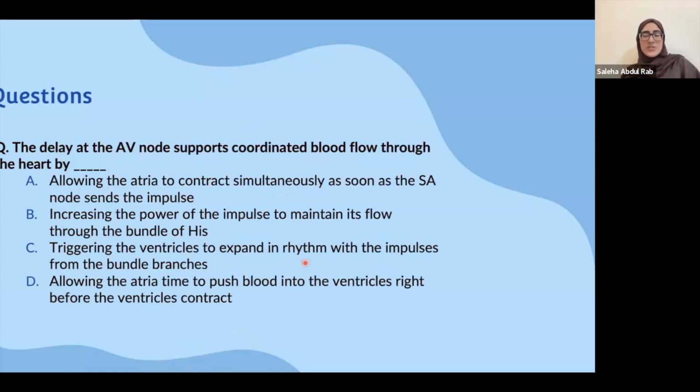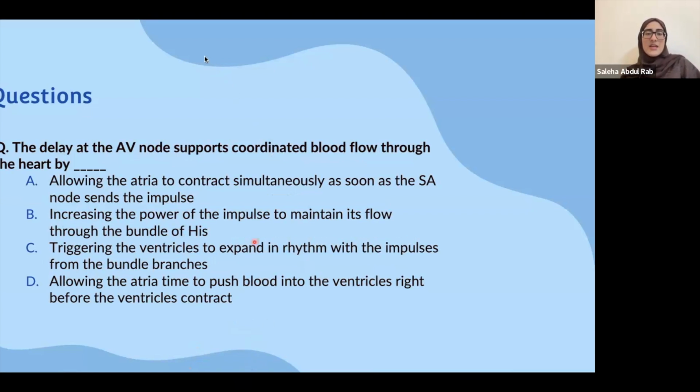Okay, this is the last question, I think. So the delay of the AV node supports coordinated blood flow through the heart by what? Is it A, allowing the atria to contract simultaneously as soon as the SA node fires?